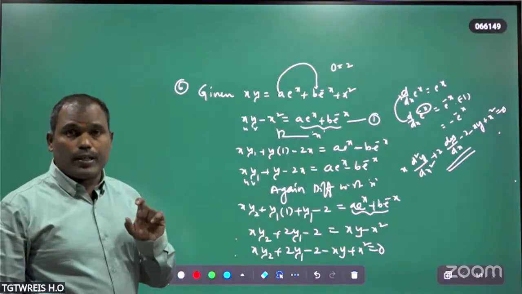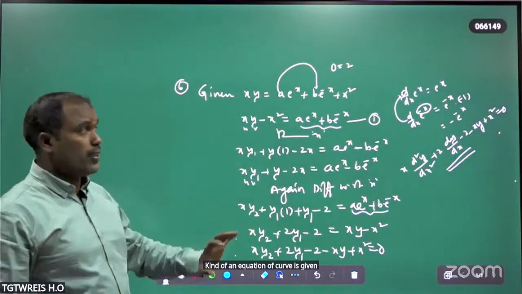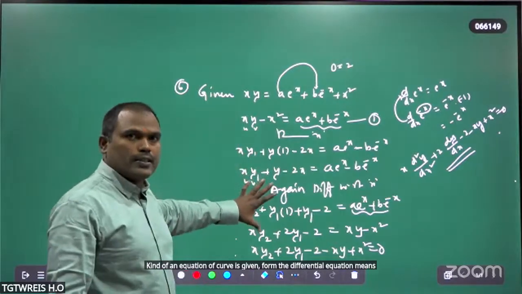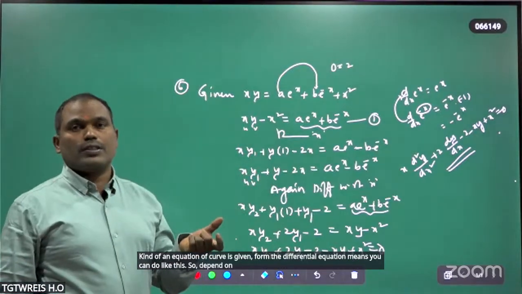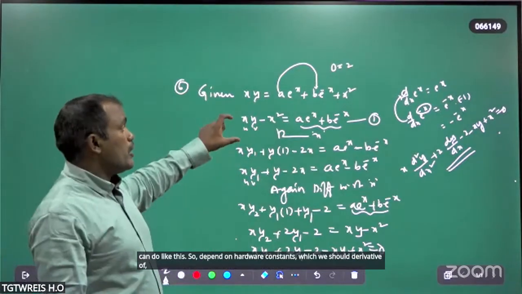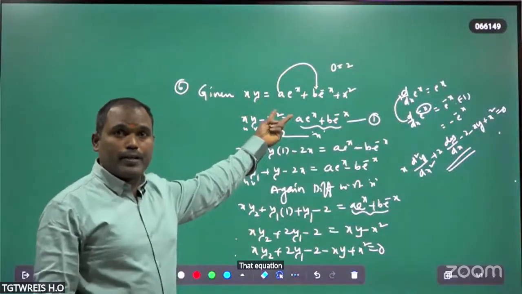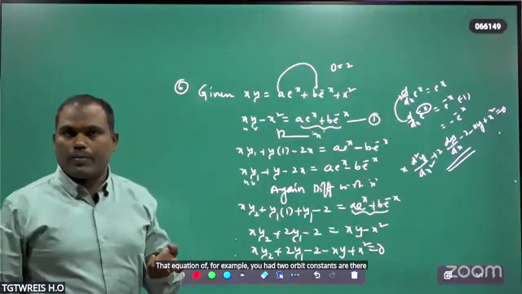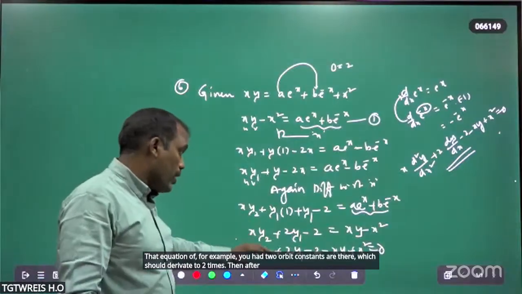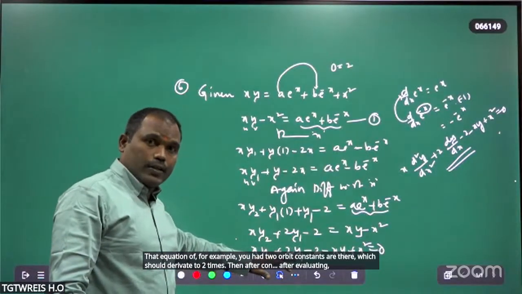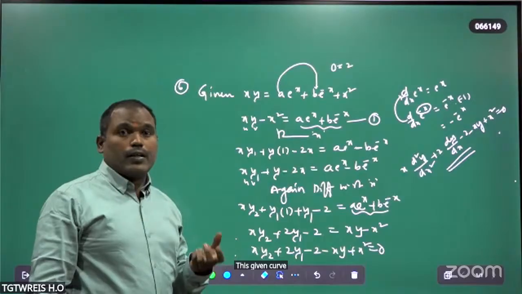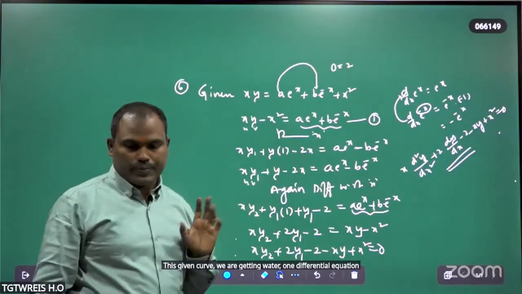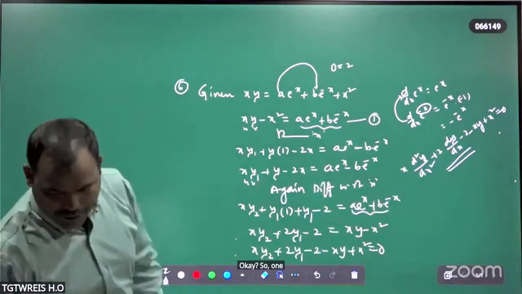One equation of curve is given, form the differential equation means you can do like this. Depending on the arbitrary constants, we should take the derivative of that equation. For example, here two arbitrary constants are there, so we should differentiate two times. Then after doing this for the given curve, we are getting one differential equation. Okay. So one more question.